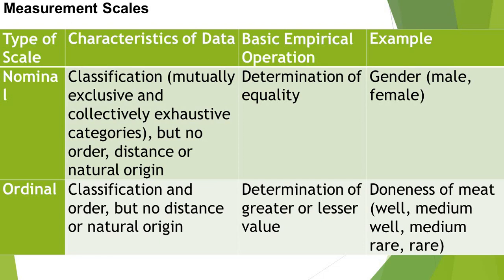Ordinal, classification and order. It has order, compared to nominal, where there is no order. But the distance and the natural origin is 0, or no distance or natural origin. And basic empirical operation, determination of greater or lesser value. Example, doneness of meat: well, medium, rare. So it has now the order.